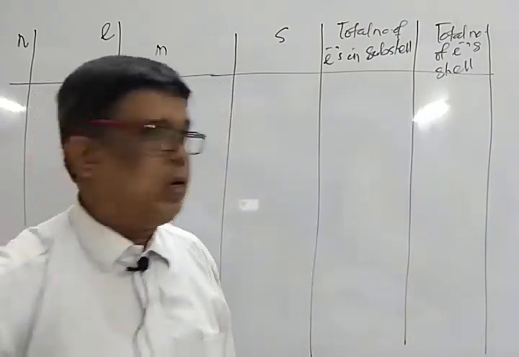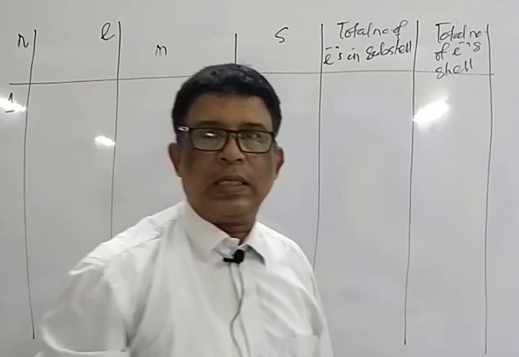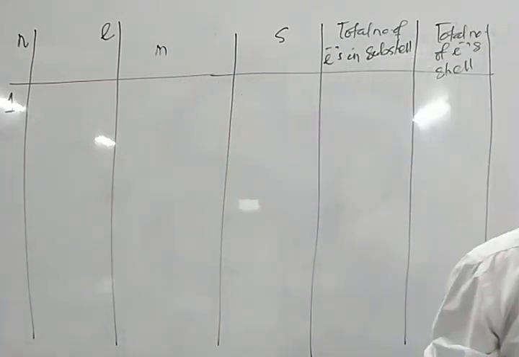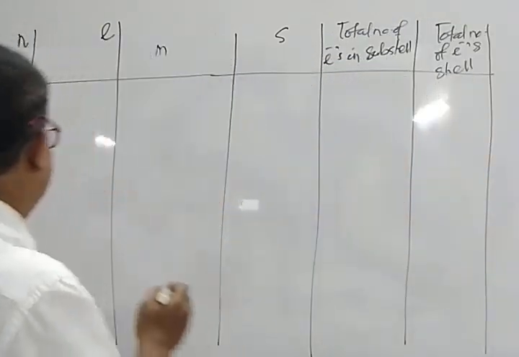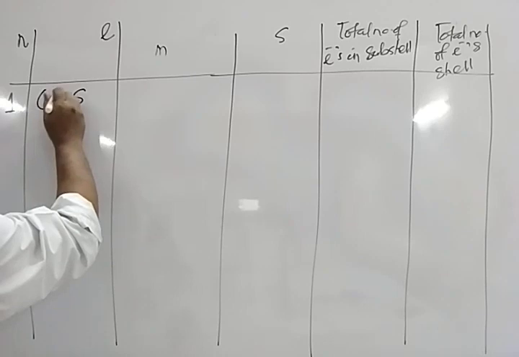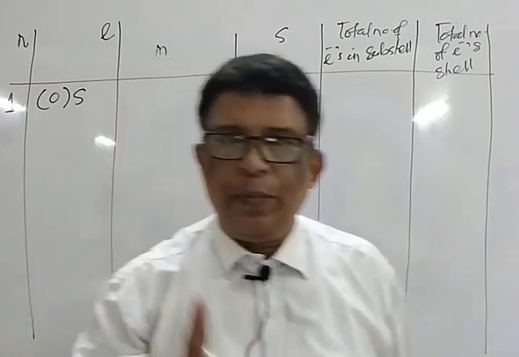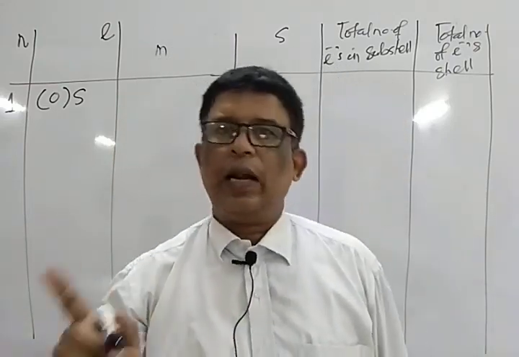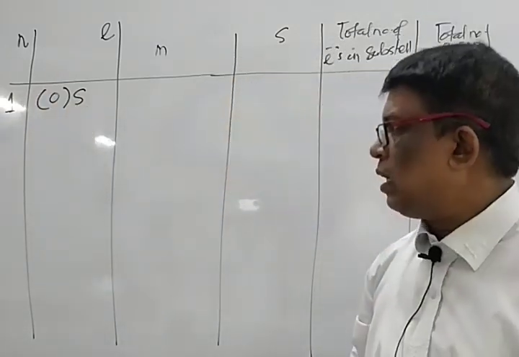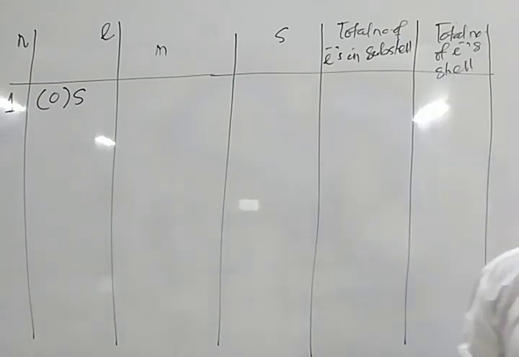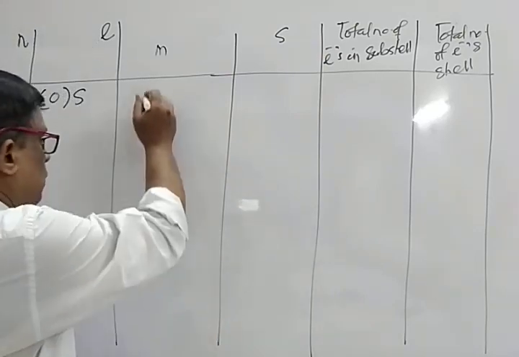We discuss one by one. Mark that. If n is equal to 1, that means the first cell, that is the K cell. In K cell, how many subcells are there? One subcell, that is the S subcell. For S, the value is 0. We know for S it is 0, for P it is 1, for D it is 2, for F it is 3. So in the first cell one subcell is there, the S subcell, and for it L is equal to 0. Then for the magnetic quantum number, if L is equal to 0, the magnetic quantum number is 0.